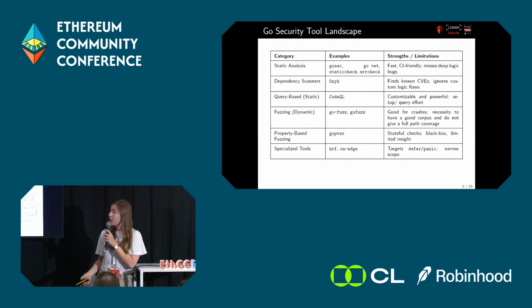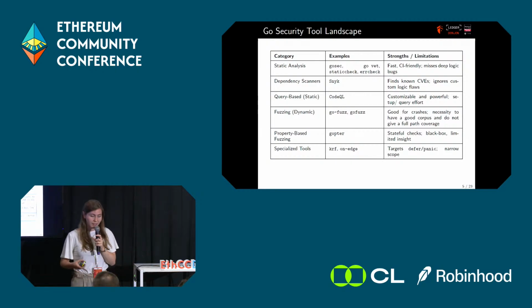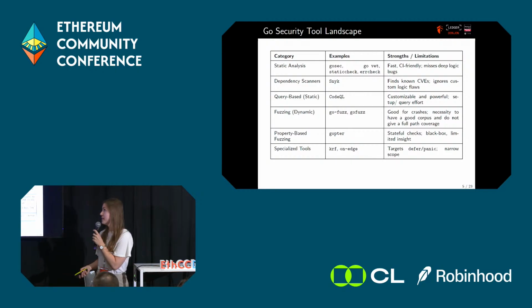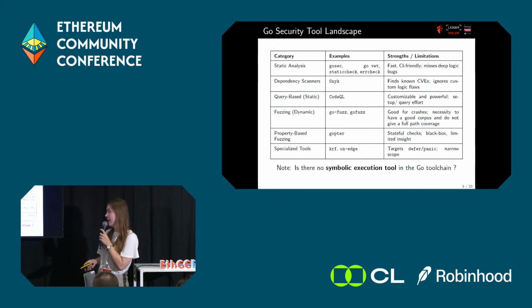And looking at the Go toolchain and at the existing tools for Go, we saw that there were a lot of good static analyzers, fuzzers, also Cairo-based tools, which are good. Of course, most of them have been part of the ecosystem for several years. But what was surprising is that we didn't have any specialized symbolic execution tool.